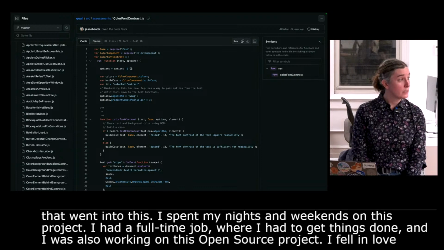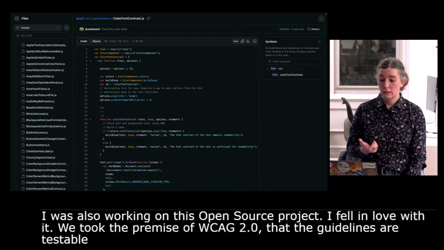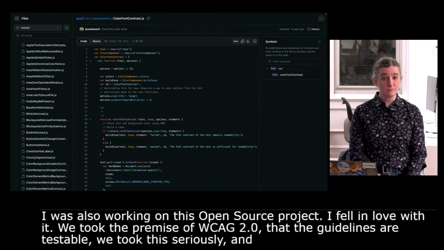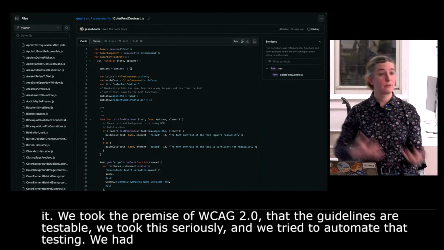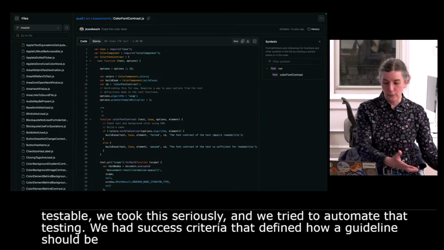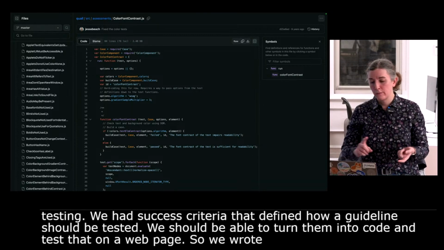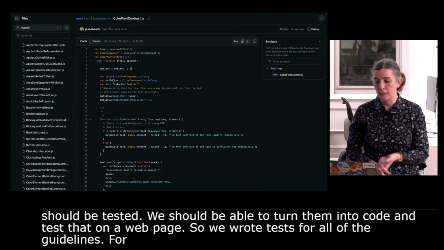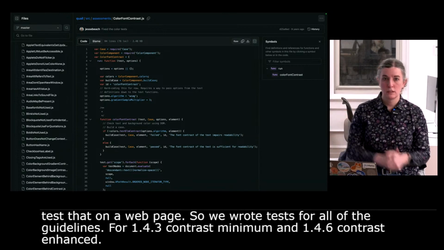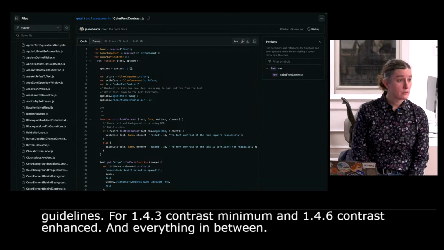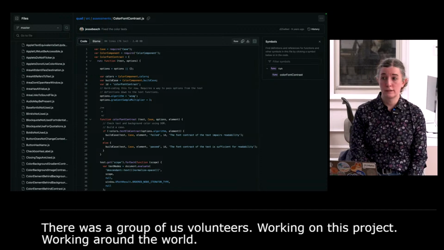We took the premise of WCAG 2.0, that the guidelines are testable. We took this seriously, and we tried to automate that testing. We have success criteria that define how a guideline should be tested. We should be able to turn that into code and test that on a web page. So we wrote tests for all of the guidelines, for 1.4.3 contrast minimum and 1.4.6 contrast enhanced, and everything in between. There was a group of us volunteers working on this project, working around the world, mostly based out of the Netherlands.